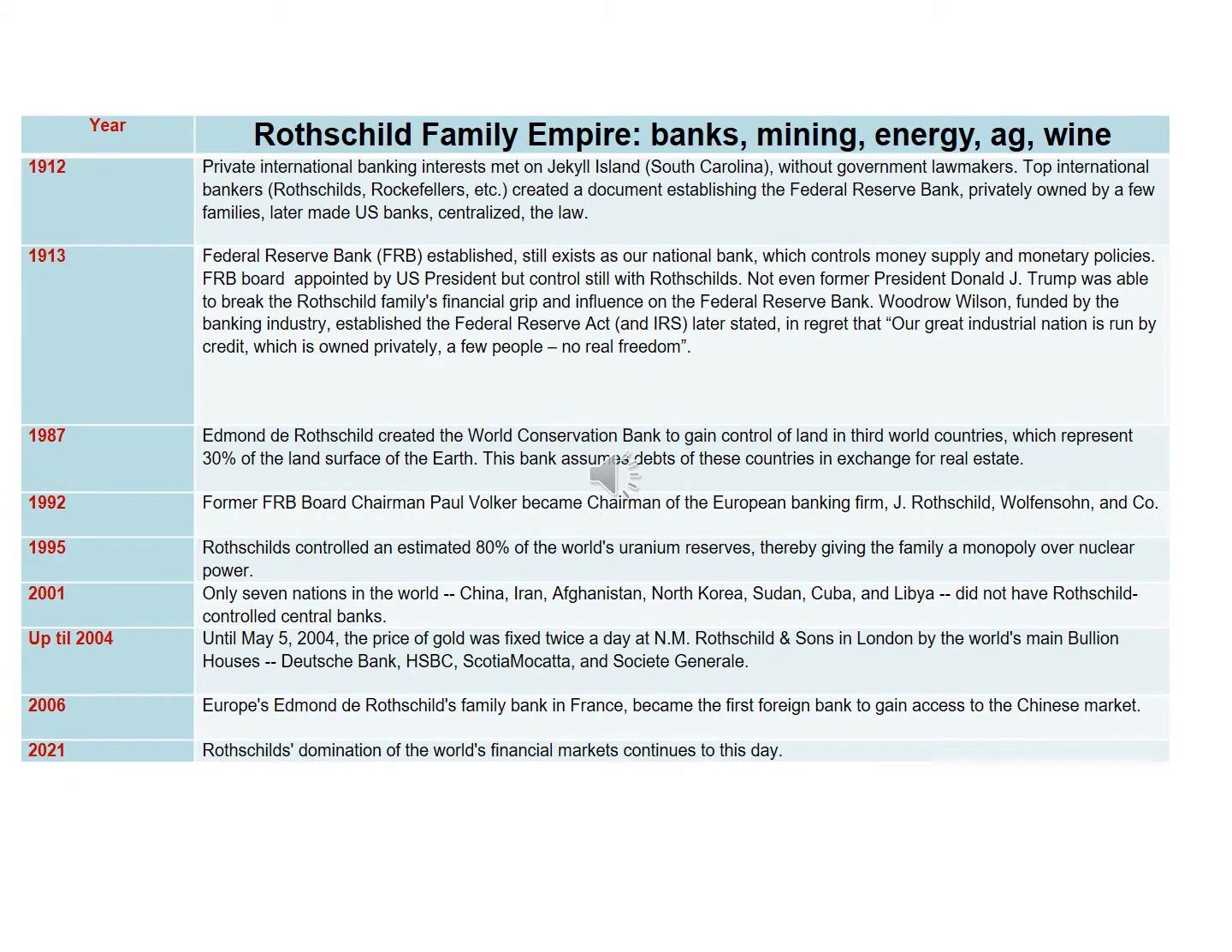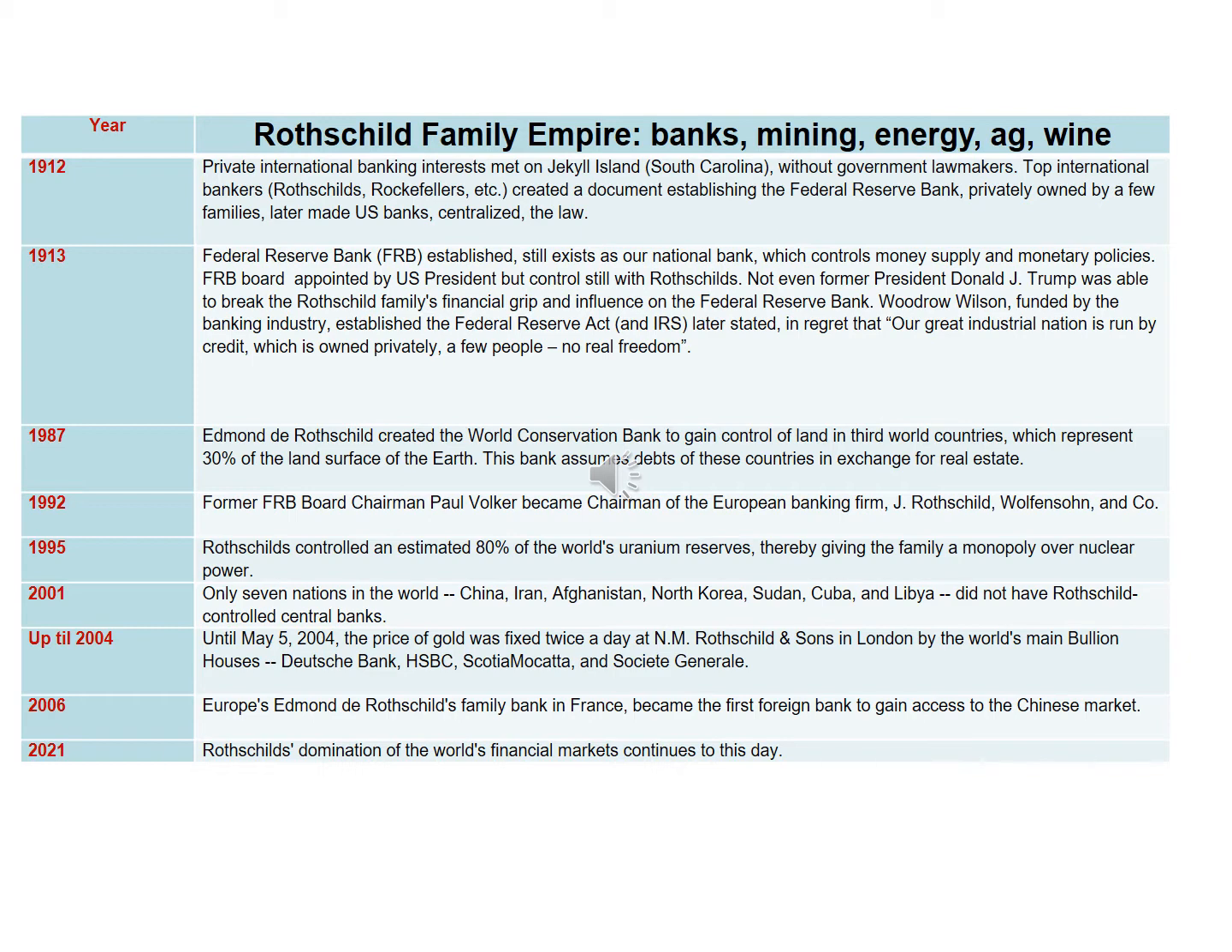Continuing on with our chronology of events of the development of the US banking system, in 1912, some of the wealthiest families met on Jekyll Island, South Carolina, for a private retreat. They met without government lawmakers. These were the Rothschilds, the Rockefellers, the Carnegies, Harrimans, and a few others. And they created this idea and document that outlined what they called the Federal Reserve Bank, that would be privately owned by a few families and those which would become US banks later. It would create a more centralized banking system, taking it back from the decentralized system that had been in place ever since Andrew Jackson's time.